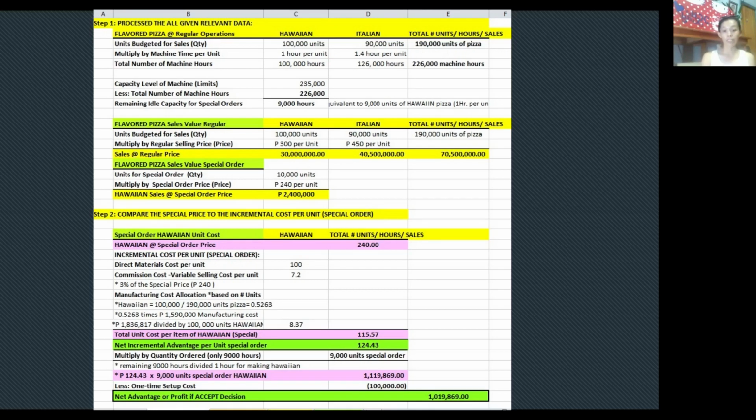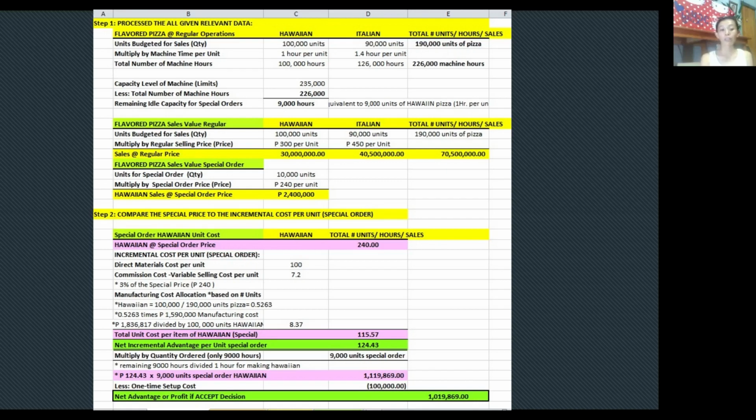So where does this 115 come from? We know that Hawaiian, with the special order, consumes 100 pesos per unit of direct material. Then the commission on the special order is 3% of the special price. So 3% of 240 is 7 pesos and 20 centavos. That is the per unit sales commission. And then we have manufacturing costs, which are allocated by the number of units. So how is it computed?